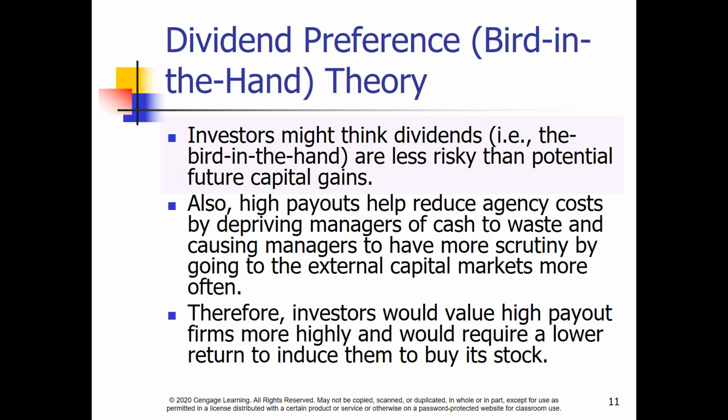The bird in the hand theory states that investors would consider current dividends less risky than future capital gains. In addition, high payouts reduce cash available to managers to squander, thus reducing agency costs. If this theory is correct, then investors would reward high payout companies with lower required returns.